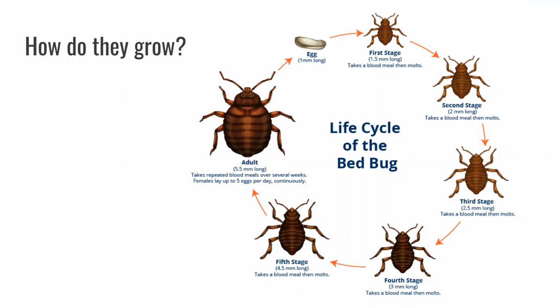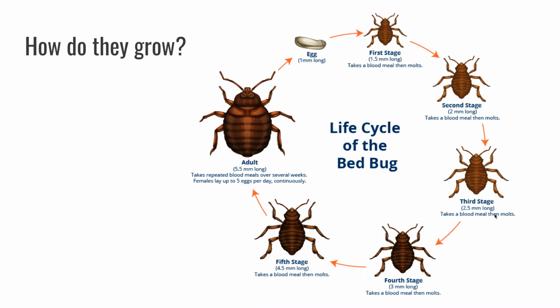And then they grow through these stages where they pretty much look the same, but they keep molting, or breaking out of their old skin, and then they have new skin and they're a little bit bigger. And so in between these stages, they're eating. So they're eating some blood, and then they're growing bigger, getting new skin.